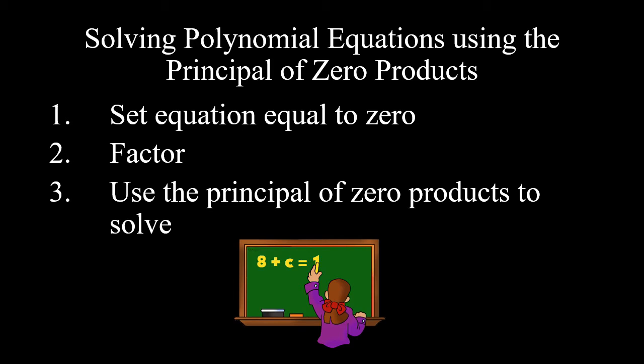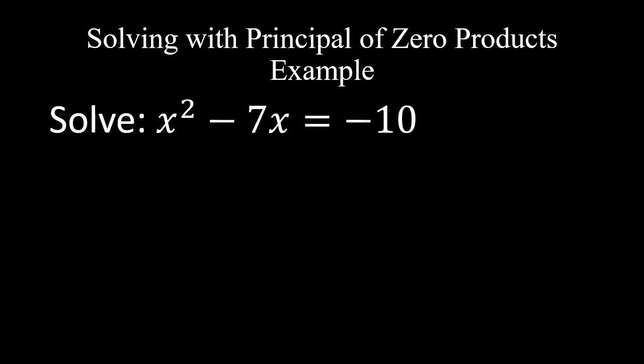So in order to solve polynomial equations using the principle of zero products, you're going to do three things. You're going to be given some sort of polynomial equation, and the first thing you want to do is set that equation equal to 0. The second thing you're going to want to do is factor. So after you set your equation equal to 0, you'll look for a GCF, you'll count the number of terms, and you'll determine what factoring strategy you're going to use, whether that's factor by grouping, AC method, difference of squares, whatever method you need to use in order to factor that polynomial. And the last thing you're going to do is use the principle of zero products to solve it. And we'll talk about that in our example that you'll see on our next slide.